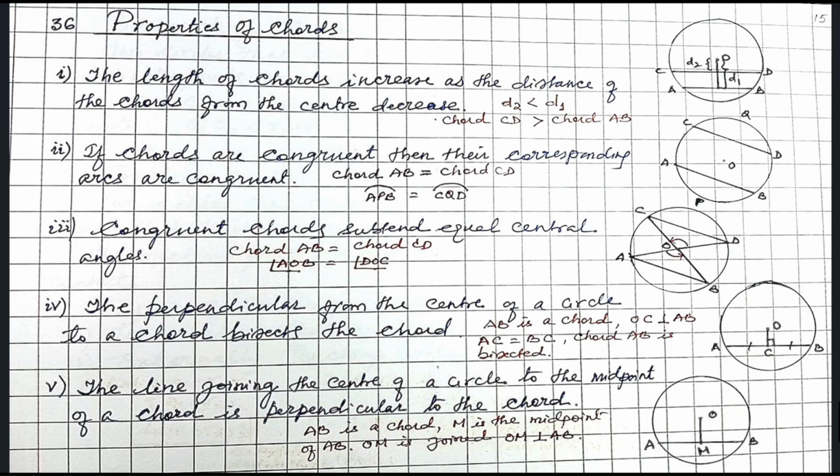Now, congruent chords subtend equal central angles. If the chords AB and CD are equal, then the angles which they subtend at the center, that is angle AOB and angle DOC, are equal. They subtend equal angles at the center.